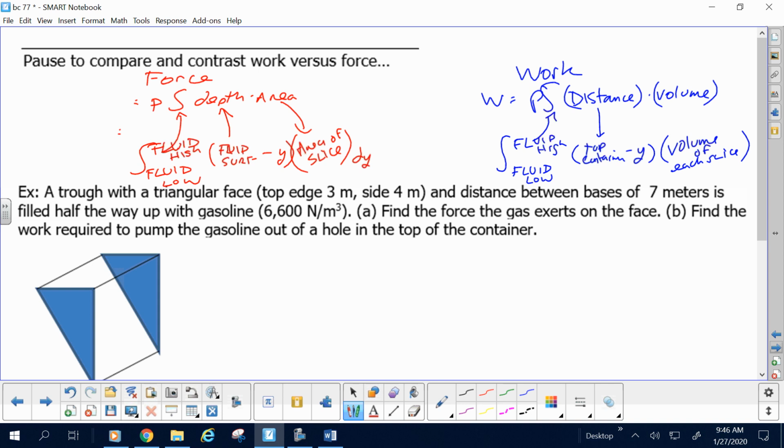Alright, so the big differences, really the only two differences, are the distance and the volume being different than depth and area. The bounds will be the same, the rho is the same. Alright?